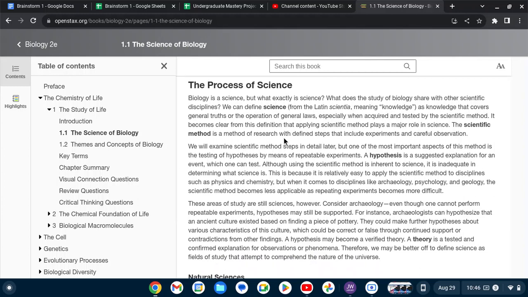The process of science. Biology is a science, but what exactly is science? What does the study of biology share with other scientific disciplines? We can define science, from the Latin scientia, meaning knowledge, as knowledge that covers general truths or the operation of general laws, especially when acquired and tested by the scientific method. It becomes clear from this definition that applying the scientific method plays a major role in science. The scientific method is a method of research with defined steps that include experiments and careful observations.